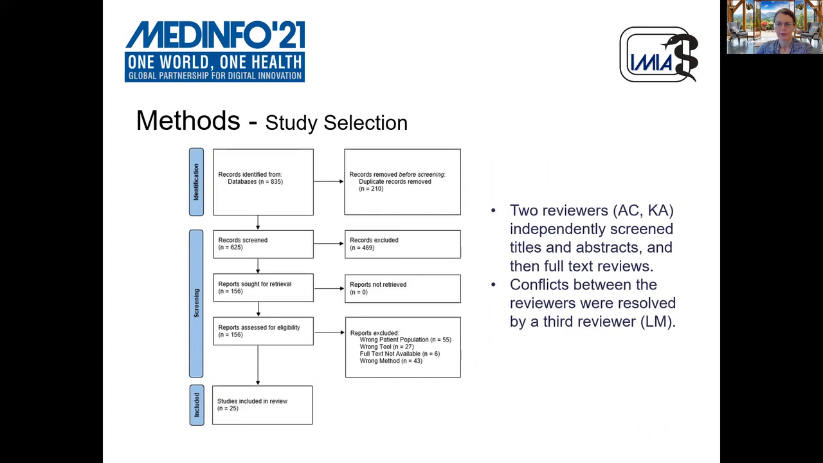Our initial database search returned 835 articles, of which 210 were duplicates, leaving 625 articles for the title and abstract review. Upon completion of the title and abstract review, 156 articles remained for a full text review. Ultimately, 25 studies remained that met inclusion criteria.